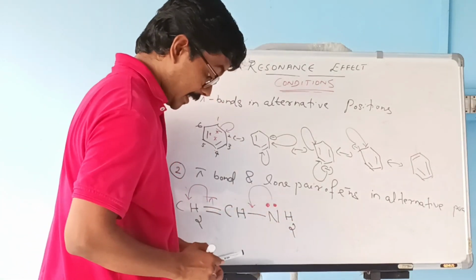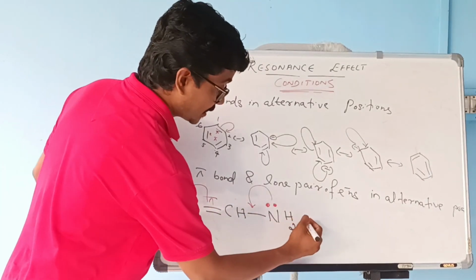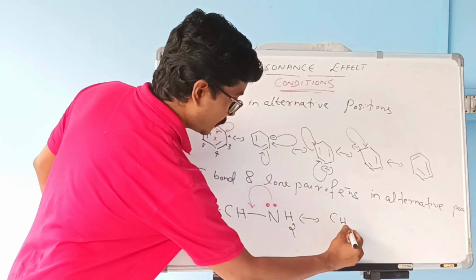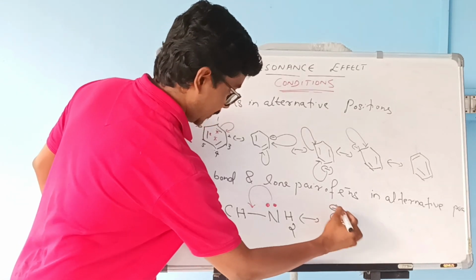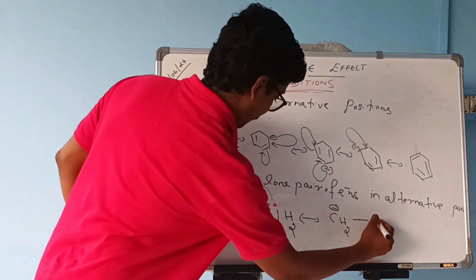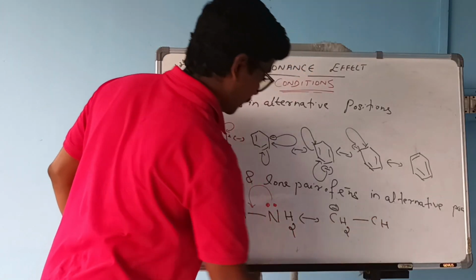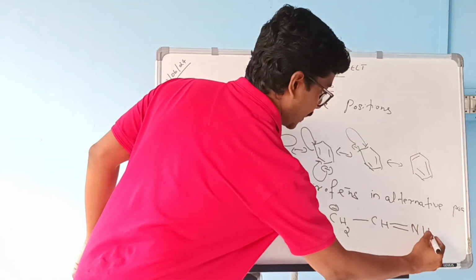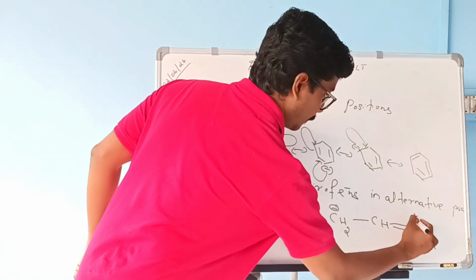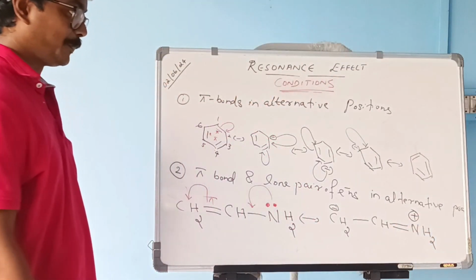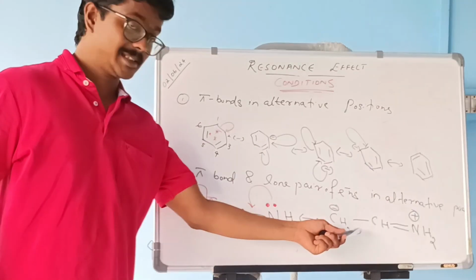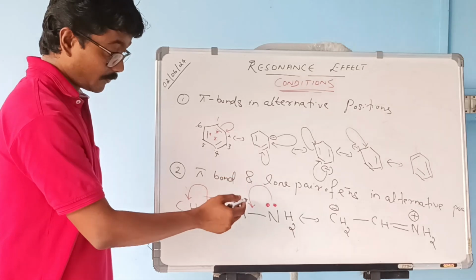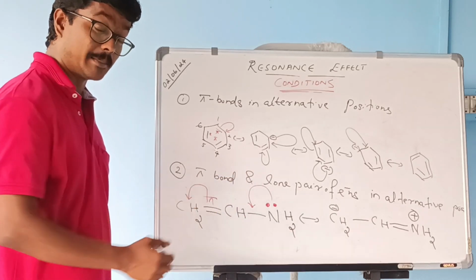So the resonance structure will become CH2 minus, CH double bond NH2 plus. So this is the resonating structure. What will happen? The lone pair will move towards the conjugated system.